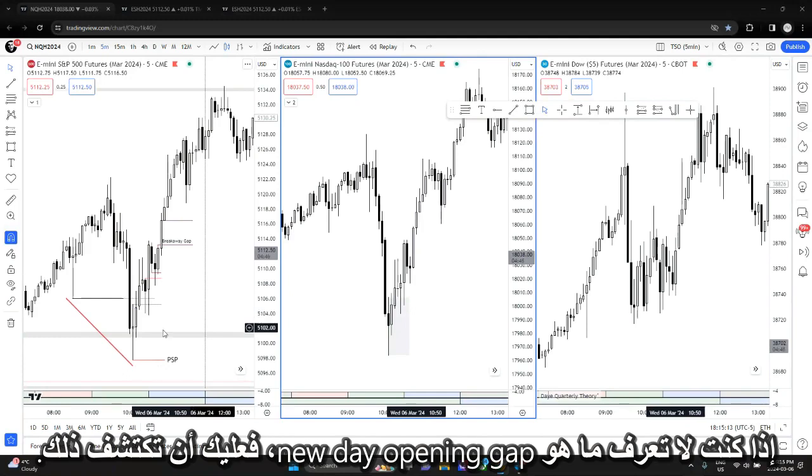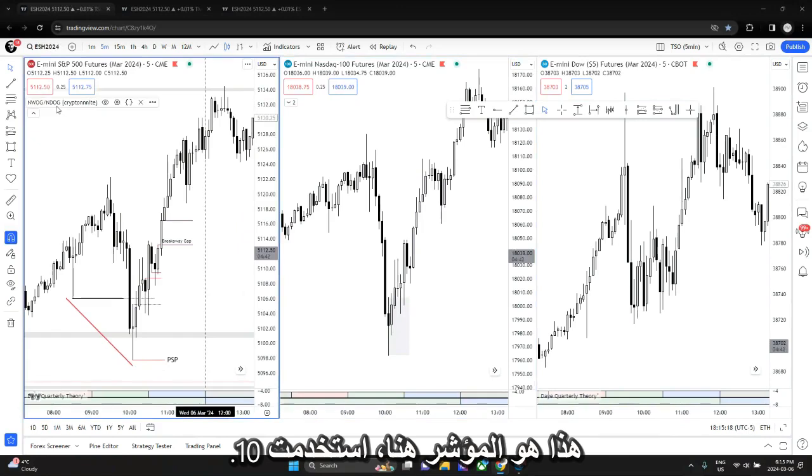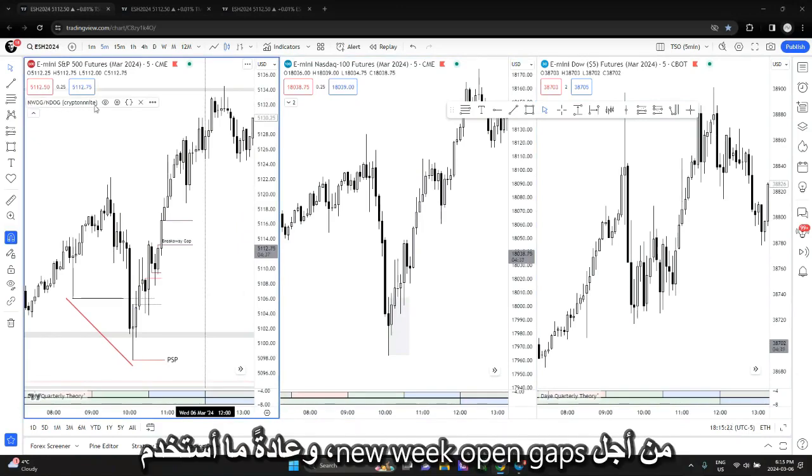If you don't know what a new day opening gap is, you need to find out. This is the indicator right here. I use 10. For new week opening gaps, I usually use 15.